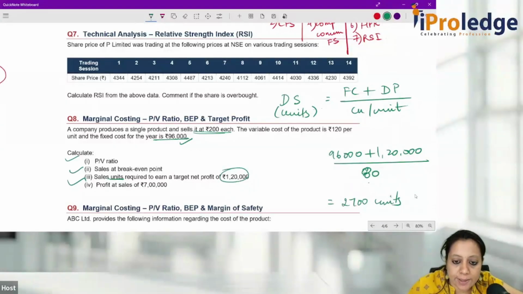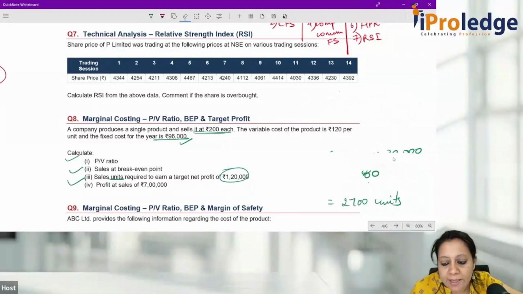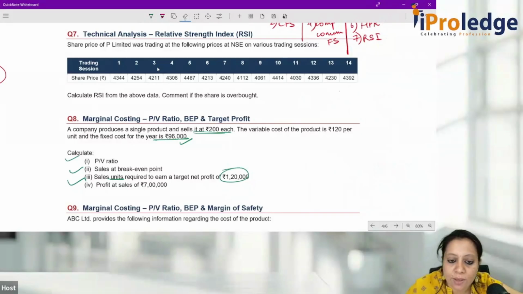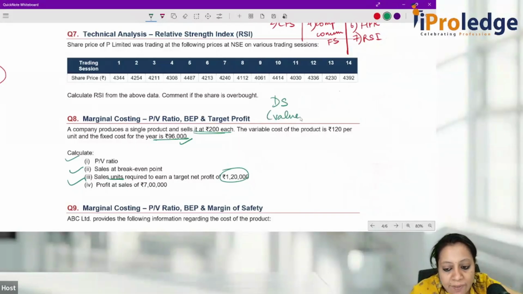So now this is also done. Now they are asking what is the profit if the sales is given. That means desired sales is given. That time also we can use this formula. But ma'am, I forgot this formula. Even if you forgot the formula, if you remember the marginal cost sheet, you can still get back to the answer. So it is going to be desired sales in value, because they're asking for profit, is equal to fixed cost plus desired profit divided by PVR.